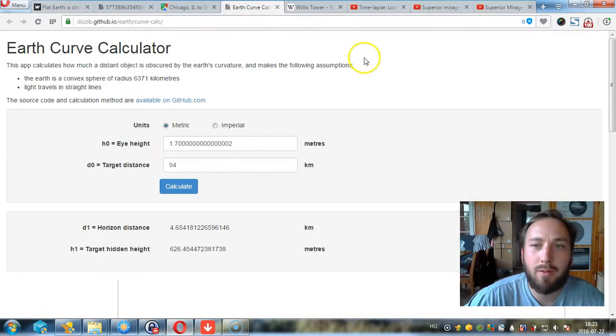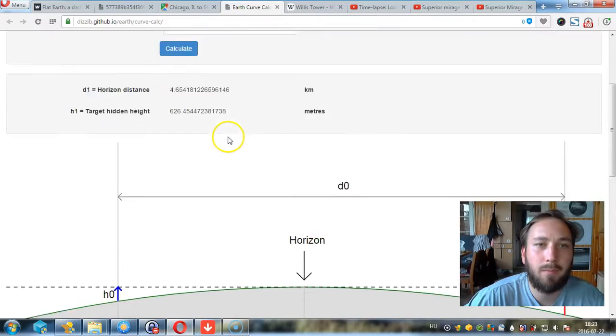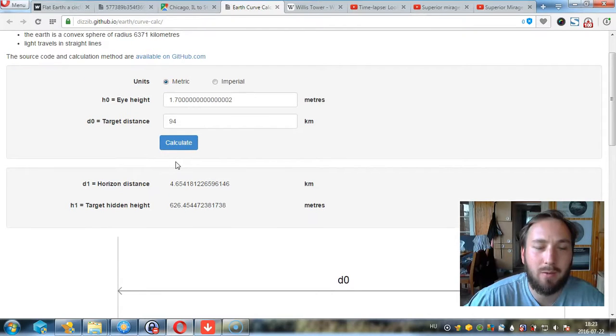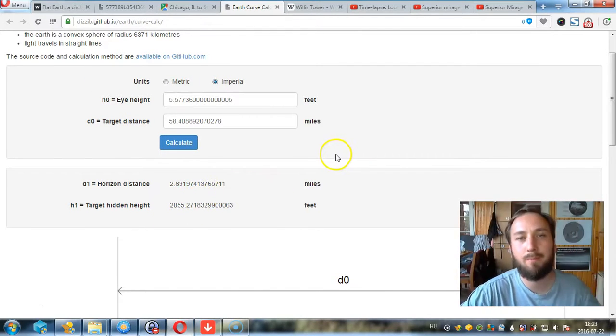And so by calculating the Earth curvature, this should not be seen. Okay, 94 kilometers, probably the guy is about 1.7 meters high or 5.57 feet. And here's the result. The target should be 626 meters below what you can see, below the horizon, or 2,055 feet.